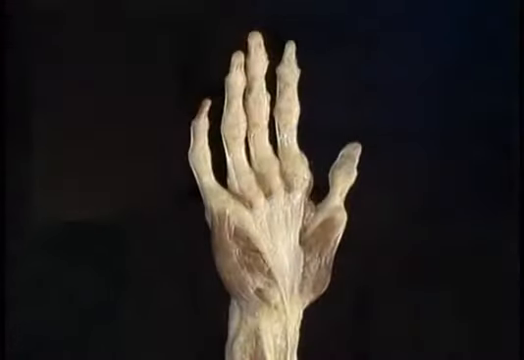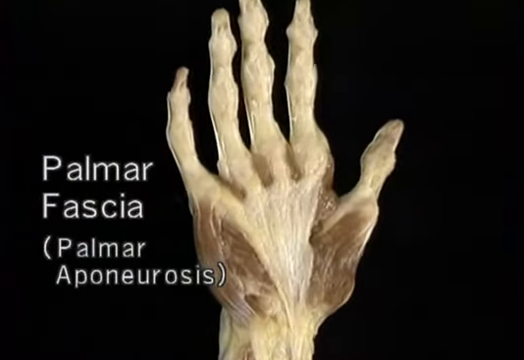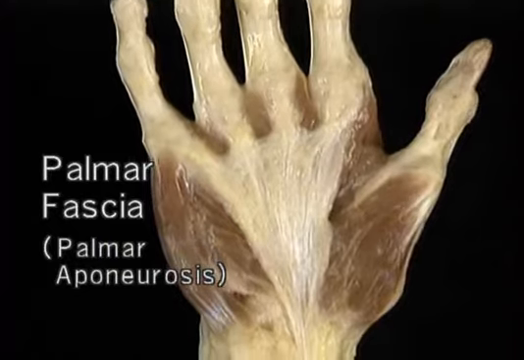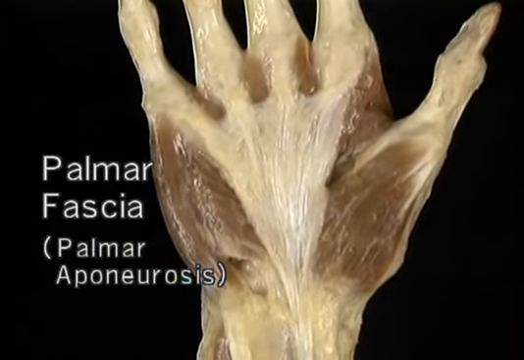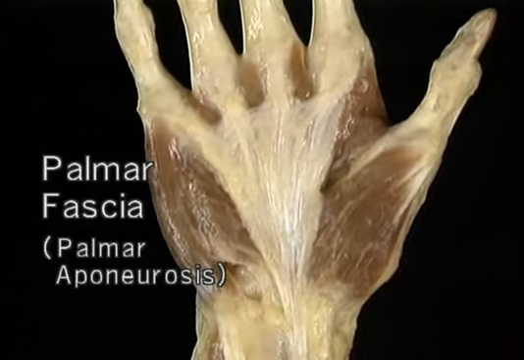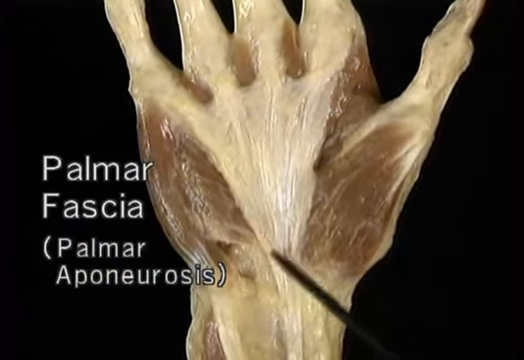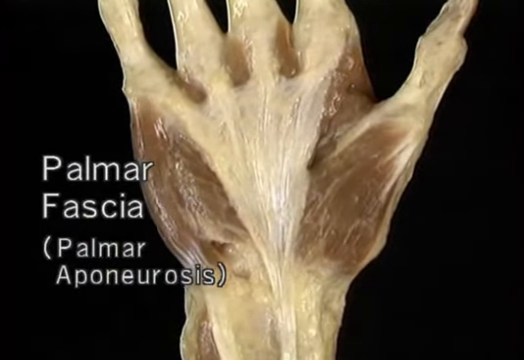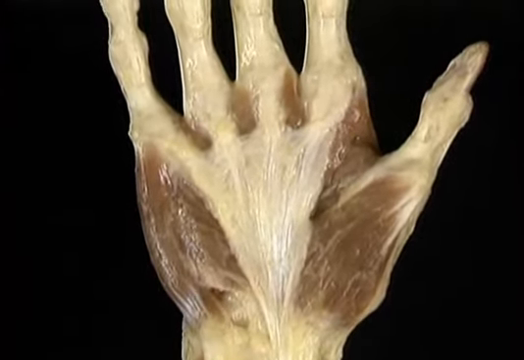One last structure to look at before we move on to muscles is the palmar fascia, or palmar aponeurosis. It's a dense triangular sheet of fibrous tissue which covers the middle part of the palm of the hand. Proximally, it's continuous with the flexor retinaculum and with the tendon of palmaris longus.